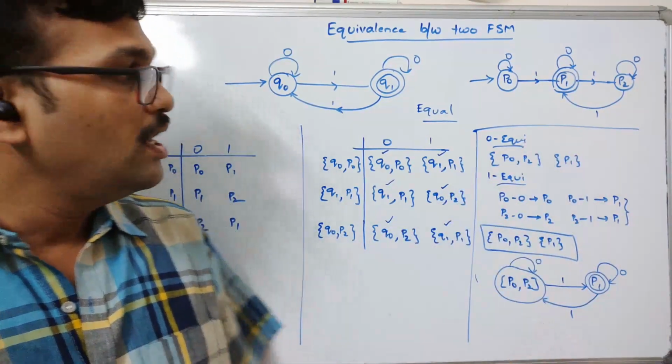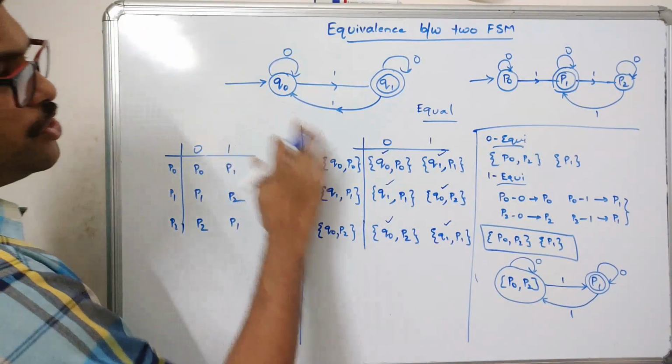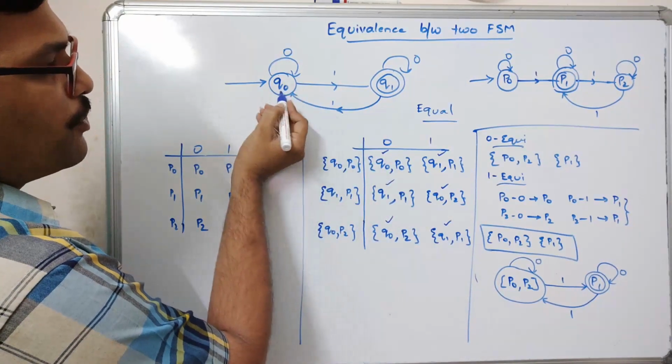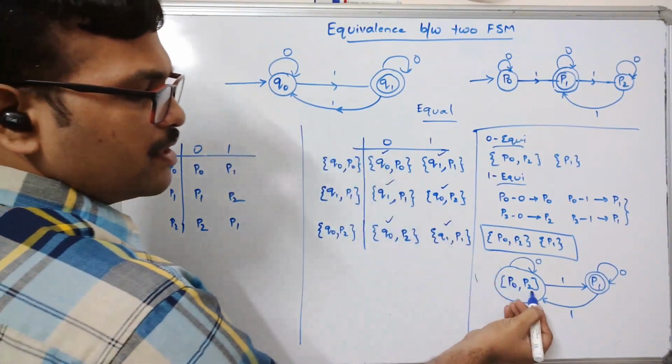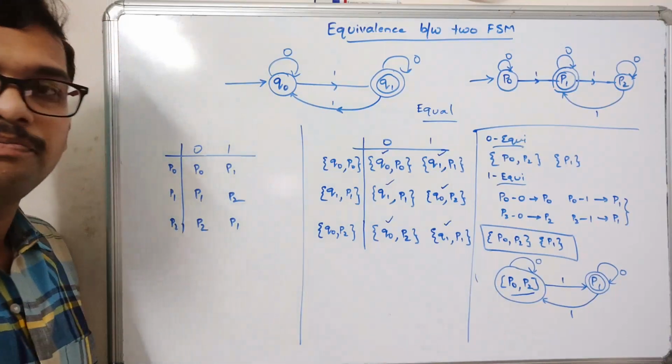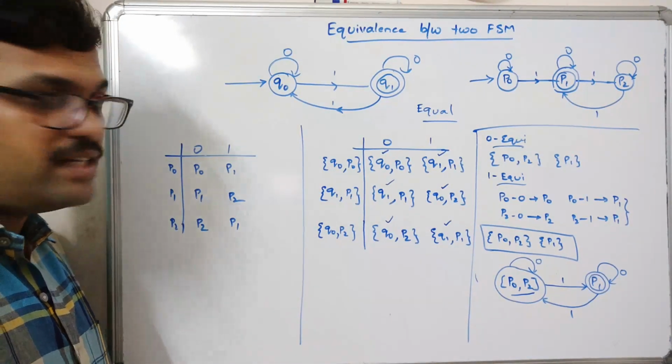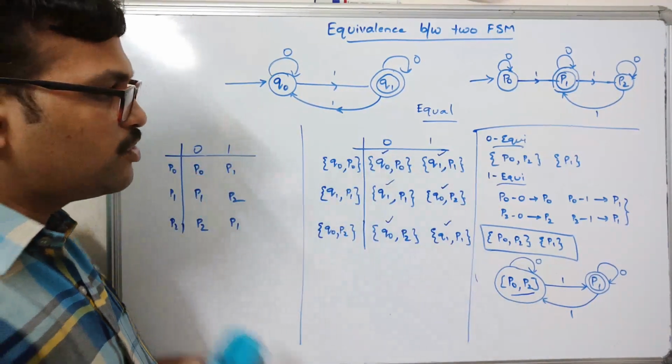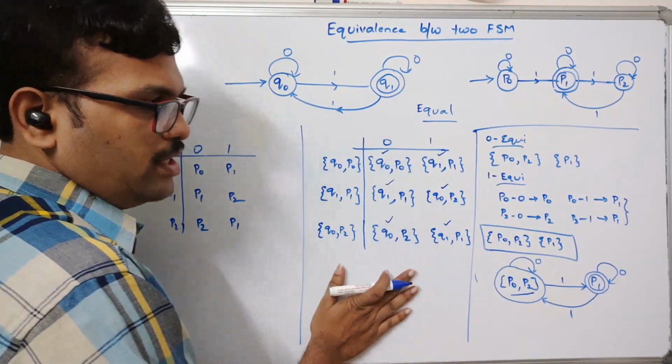This is a minimization. And you can observe these two diagrams are equal. Instead of Q2, Q0, we have the two states P0, P2. So that implies these two are equal. So actually this is the only procedure.